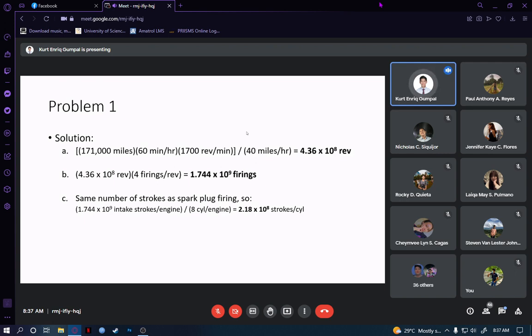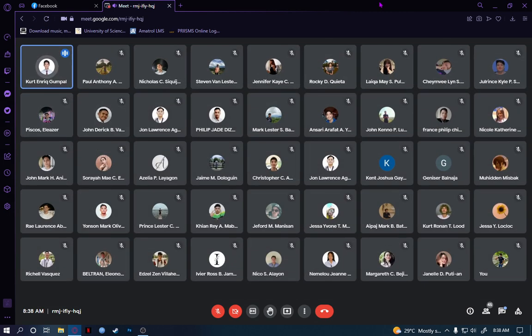Okay, per cylinder, as the question asks. So if you divide 1.744 times 10 to the power of 9 by 8, that is your 2.18 times 10 to the power of 8 strokes per cylinder. Got it? Now, I'm going to change the values.